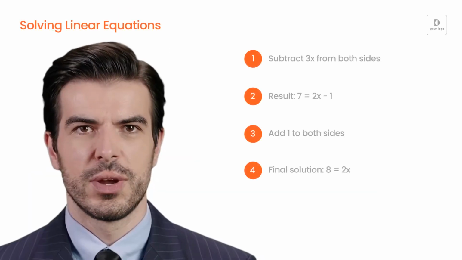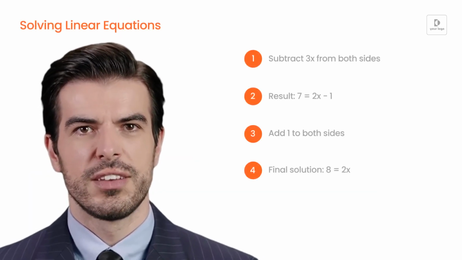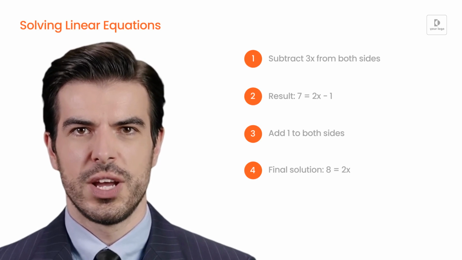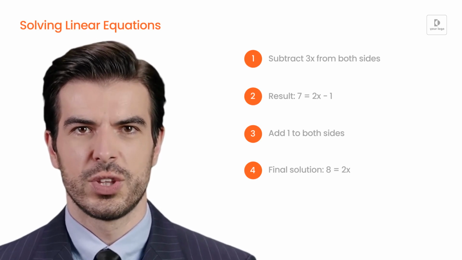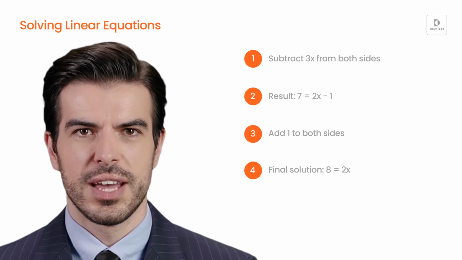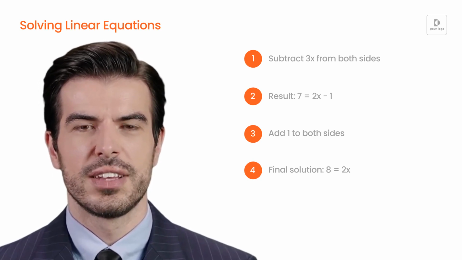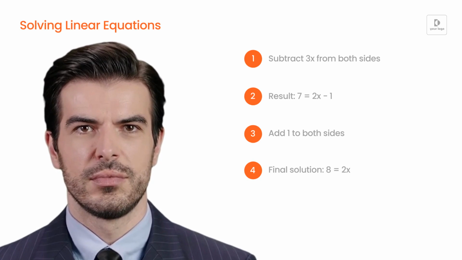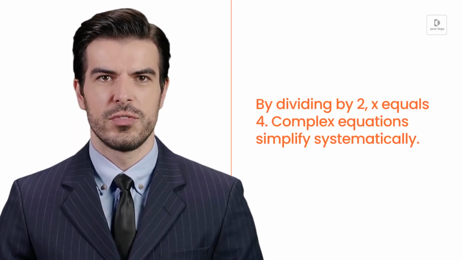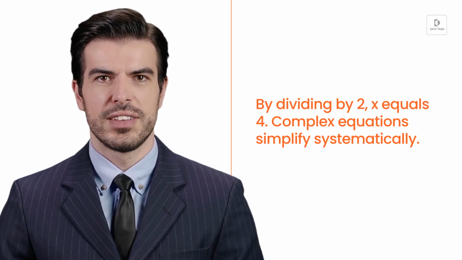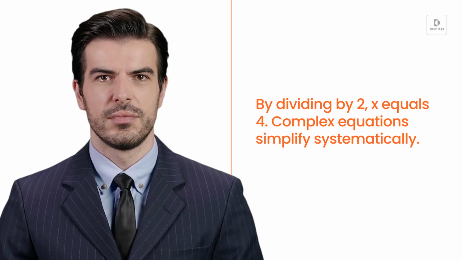Consider the equation 3x + 7 = 5x - 1. Start by subtracting 3x from both sides to arrive at 7 = 2x - 1. Then, add 1 to both sides to simplify this to 8 = 2x. When we divide both sides by 2, we get x = 4. These types of equations might seem complex at first, but can be simplified methodically.